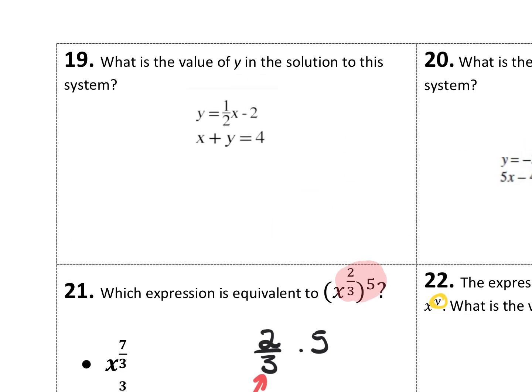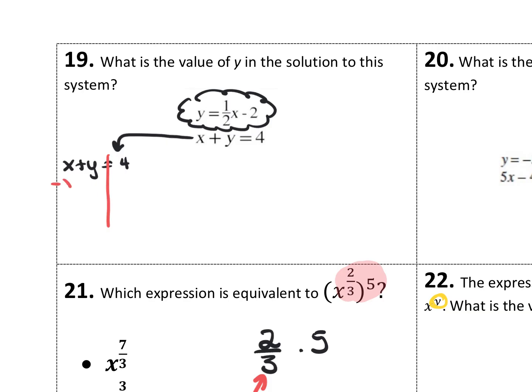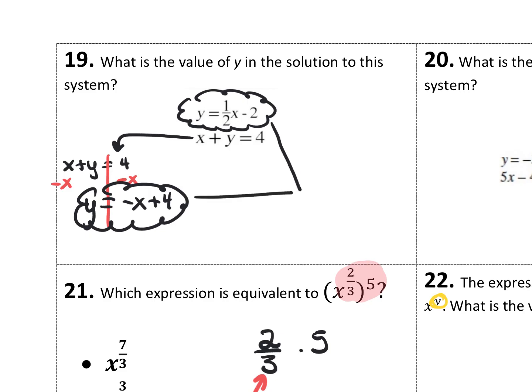Number 19. This first equation is beautiful. Just leave it alone. This bottom equation needs some help. So x plus y equals 4. Let's get the y by himself. Minus x. Y equals negative x plus 4. Now this thing is beautiful. Take both of these bubbled equations and put them in to Desmos.